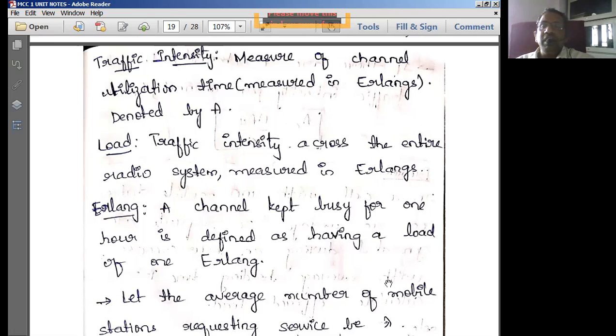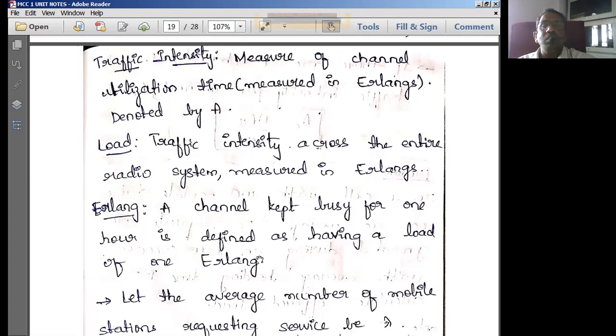Suppose I made a call now at 4:05. Then I don't expect the call to be connected after 1 hour. I want the call to be connected immediately. So all this grade of service can normally be measured based on time-dependent parameters only. Therefore, one more parameter is traffic intensity, the measure of the channel utilization time, that is, how much time you are utilizing the channel. It is measured in erlangs, denoted by A.